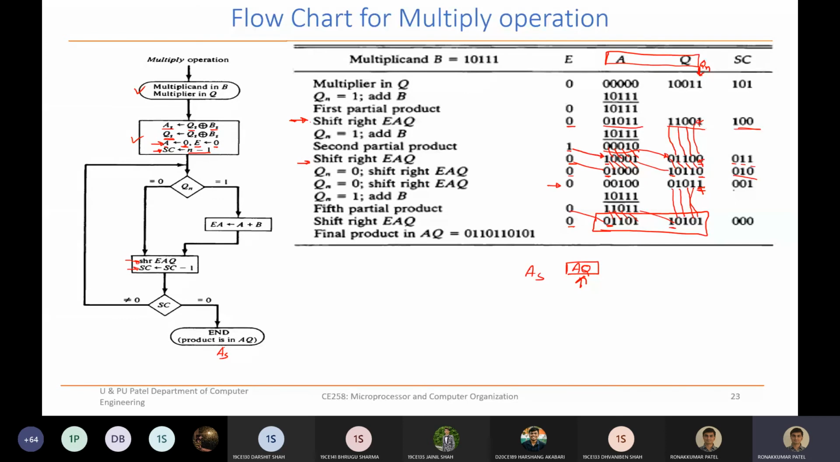If such an example is asked, what will we check first? We will check the product first. Is it correct? If it is not correct, no need to check the other things. If the product is correct, then we'll check these registers, that there is no mistake there either, that the result came out right but there's no mistake here. That we will check. Okay?